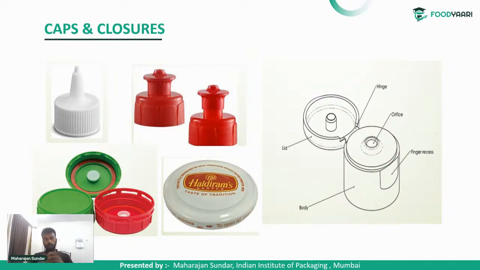And the plug orifice, the right one, which is a line diagram, is a plug type orifice. In a plug and orifice closure, the upper part has a plug and the lower part has an orifice which is attached to it. For example, coconut bottles, Parachute coconut oil: when you open it, it opens. When you close it, it is closed. That is an example of a plug type orifice.